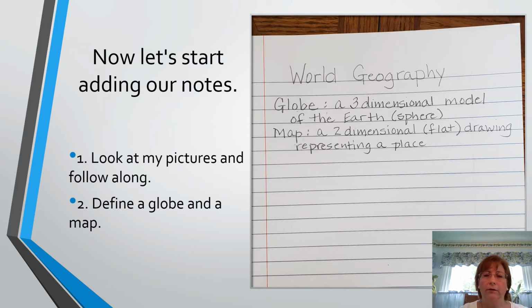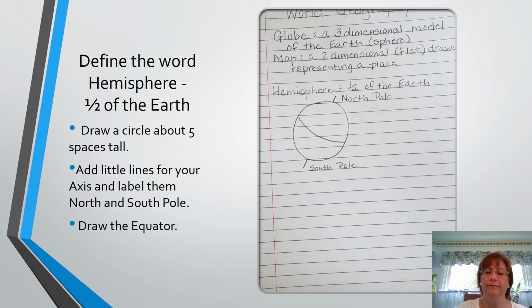So below our title, World Geography, we are going to define a globe and a map. A globe, a 3-dimensional model of the Earth, a sphere. Map, a 2-dimensional, flat drawing representing a place. Next, let's define what a hemisphere is. A hemisphere is half of the Earth.